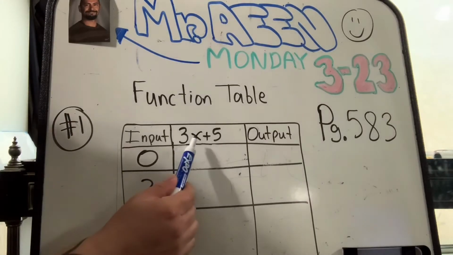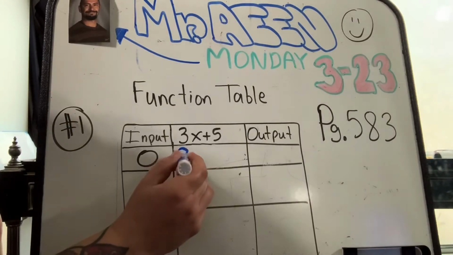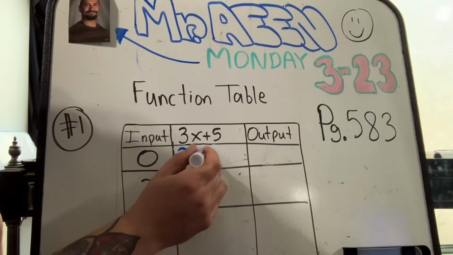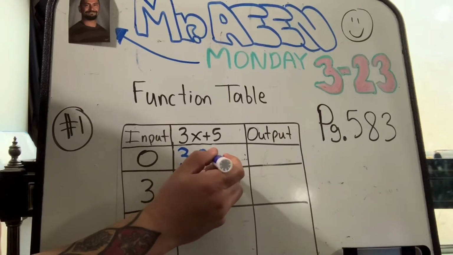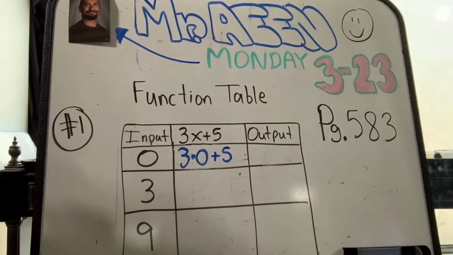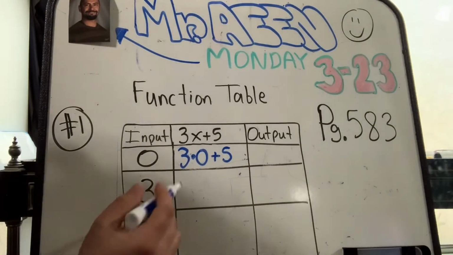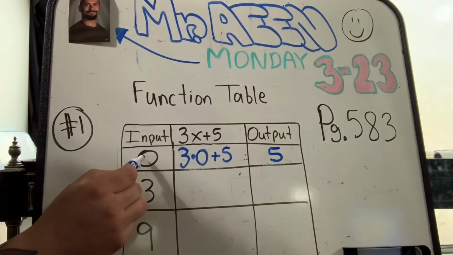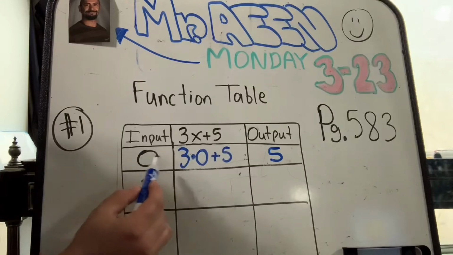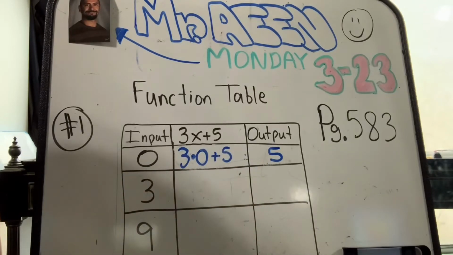So you put the number where the X is, you multiply by 3. So you do 3 times 0, which is 0. Then you add 5. So 0 plus 5 is 5. So the machine gives you 5. If you put 0 in the machine or in the function, it turns it into 5. That's what it does. Okay, let's do the next one, 3.